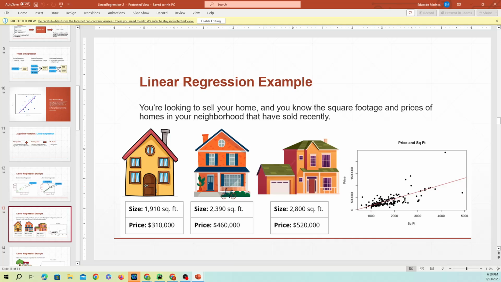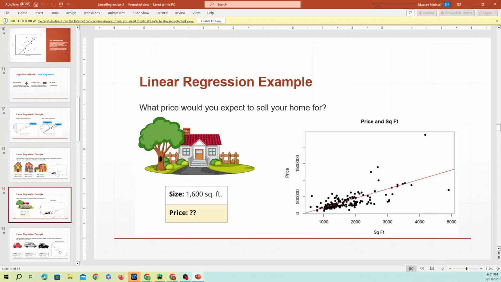So now after you have created and fitted, or trained, your model on the data, you can make a prediction. If you have a 1600 square foot house, you can predict what the price of your house would be. According to this, if you have a 1600 square foot house, your house price should be close to $400,000, I think, somewhere around there, right?